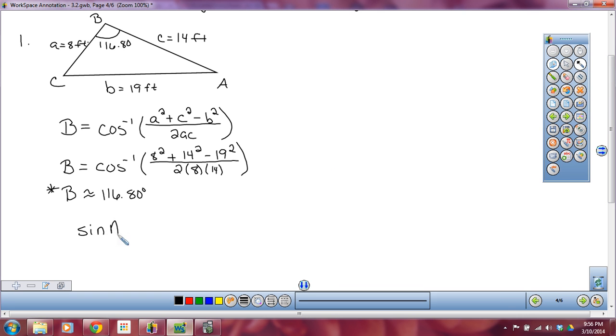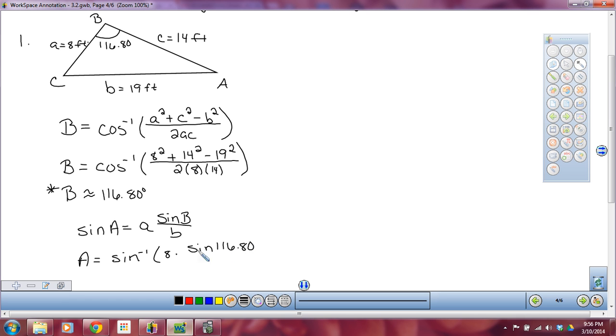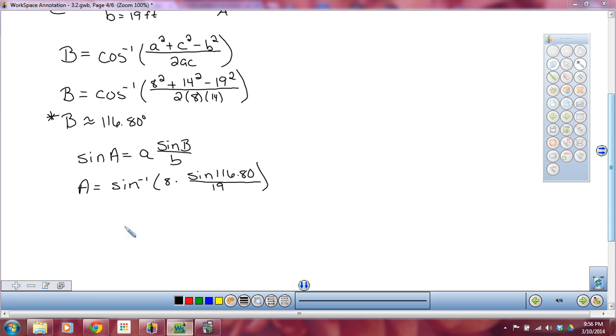Okay, sine A is equal to little a times sine b over b. Remember, this a was under here, so we multiplied by it. And again, if you want to go ahead and solve for A so that later you don't have to worry about it, you can do sine inverse of this stuff right here. So I'm going to go ahead and put it in. You've got a, which is 8, times sine b, which is 116.80, over 19. So we're going to do the sine inverse of 8 times sine 116.8 over 19.